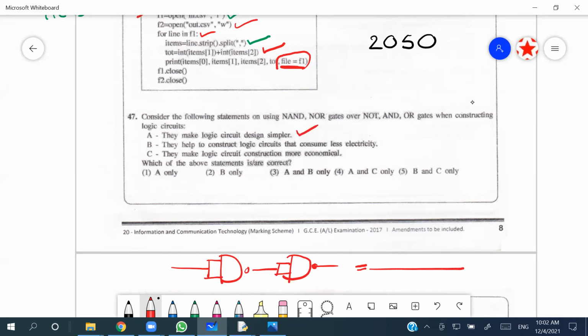They help to construct logic circuits that consume less electricity. Now, it can be argued that making the circuit simpler means that if you have more gates, you are consuming more power, and if you have fewer gates, you are consuming less power, right? So according to that, yes, we can say it is correct. They make logic circuit construction more economical. Yeah, it can be, because the cost of a particular gate is reduced as the number of gates is reduced. Now, the problem is there is no particular answer called A, B, and C.